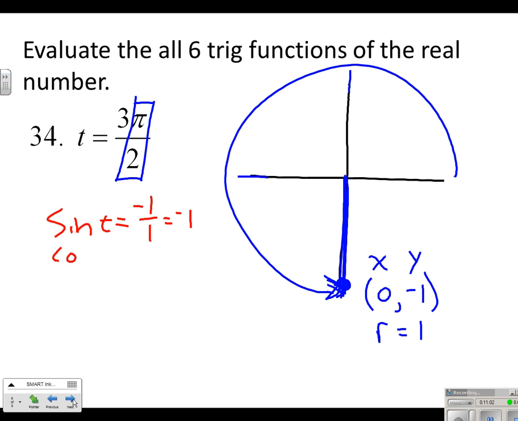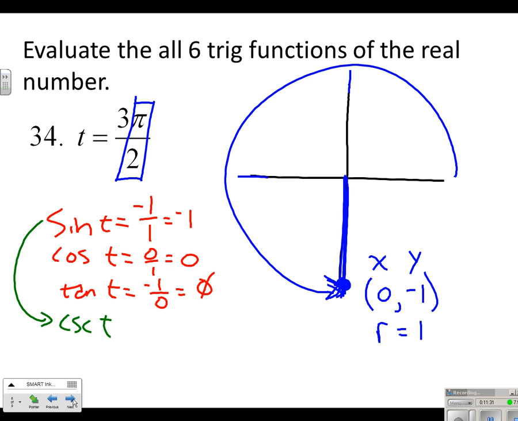Cosine of t, x on r. X is 0 on r, 1. 0 on 1, 0. Tangent of t. Tangent, y on x. -1 on 0, undefined.